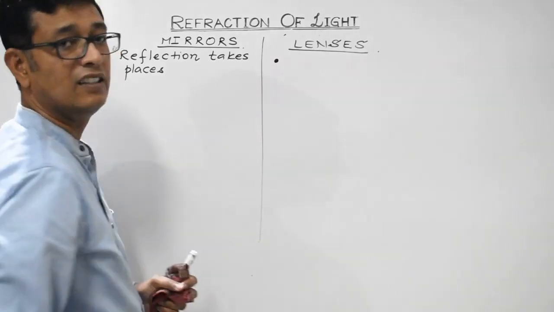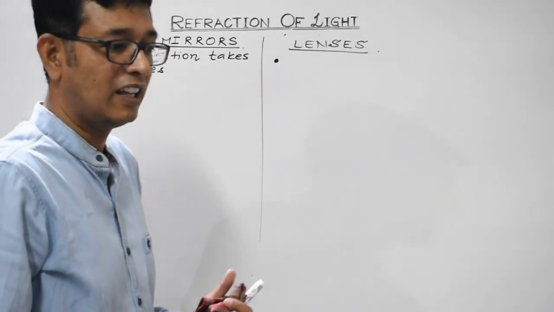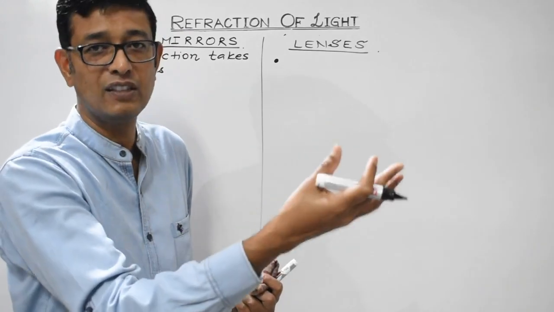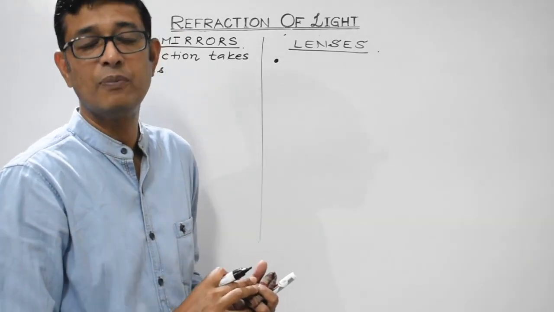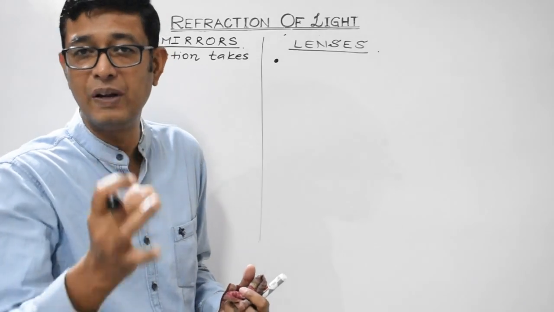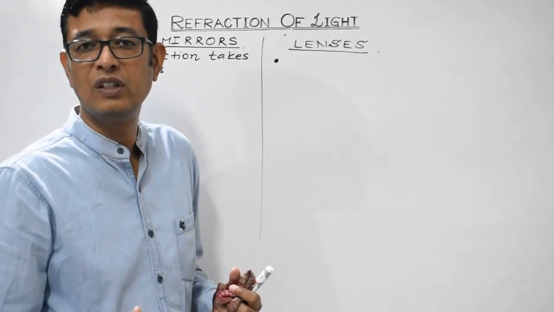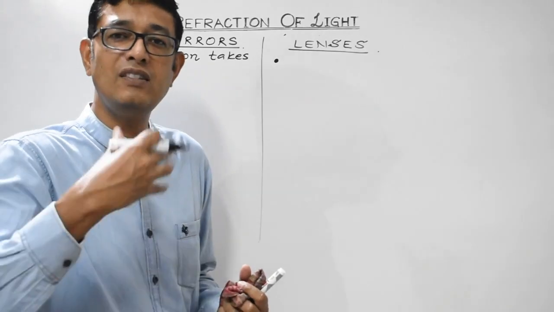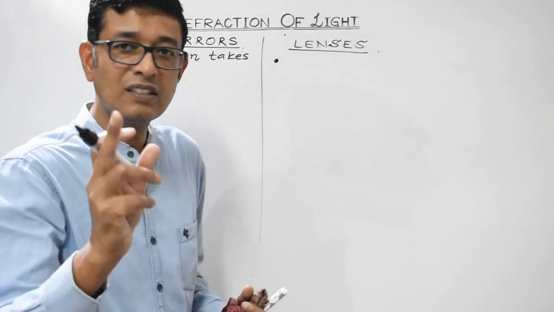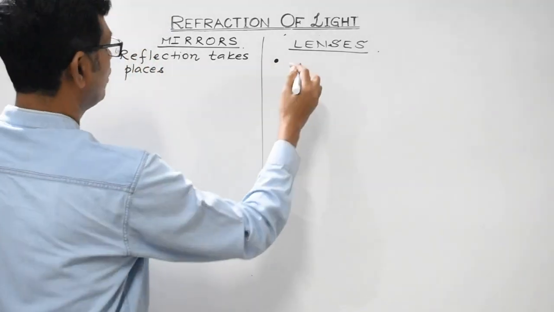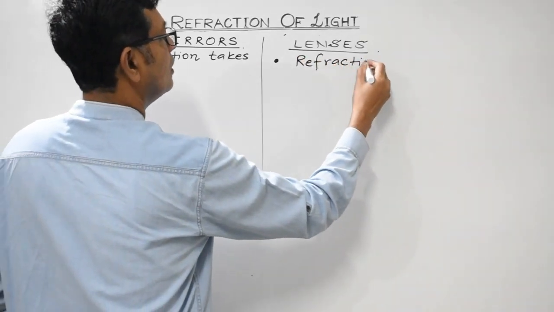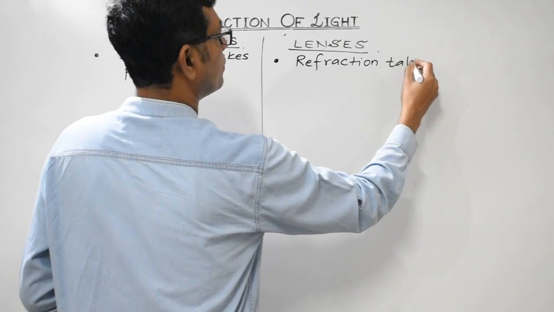While in the case of lenses, that is light traveling from rarer to denser, that is from air to lens which is made up of glass, what happens? The path of the light gets bent. And as you are aware, students, this phenomenon of bending of light or the phenomenon of change in the velocity of light is known as refraction. So in the case of lenses, refraction takes place.